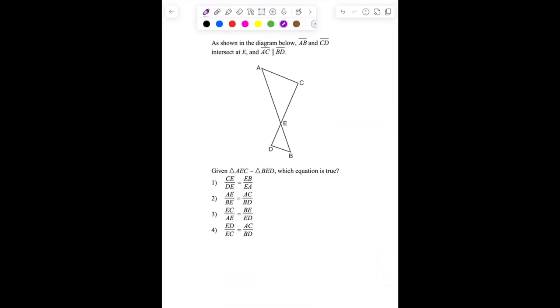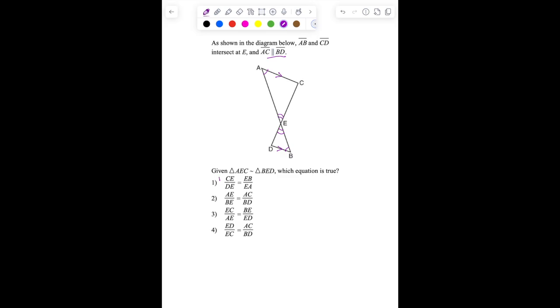And last one for this video, we have AC is parallel to BD. So that gives us congruent alternate interior angles, and then we also have vertical angles, which are always congruent. So the triangles are similar by AA, so we could make proportions with their corresponding sides. So if the triangles are similar, which equation's true?